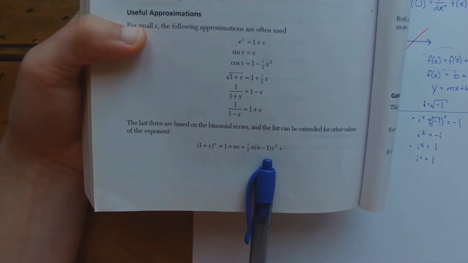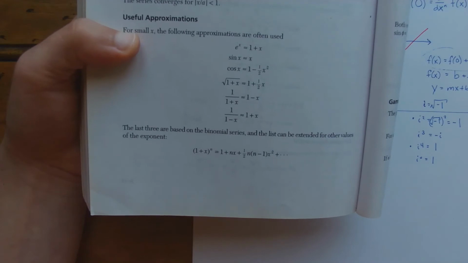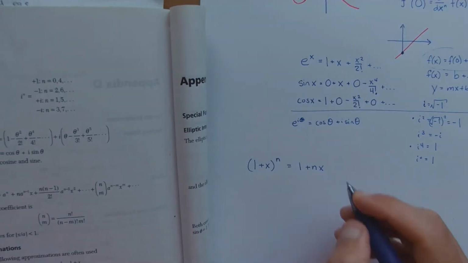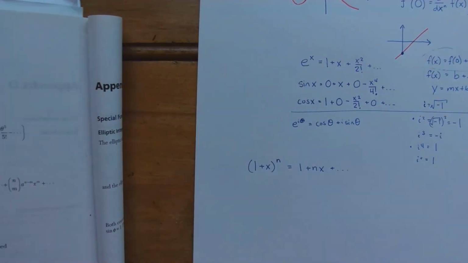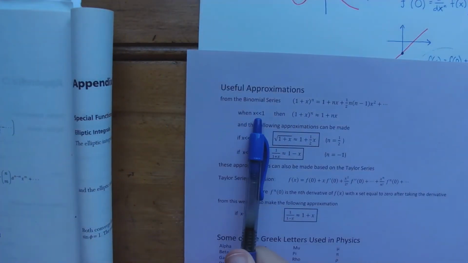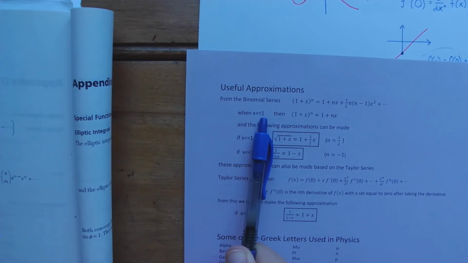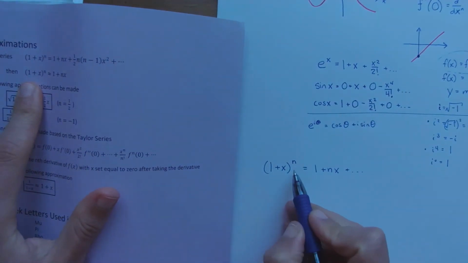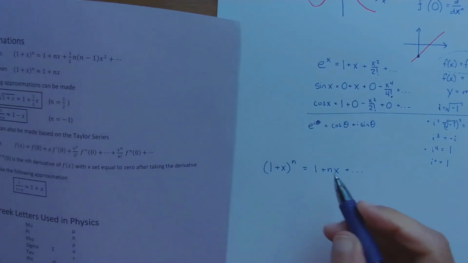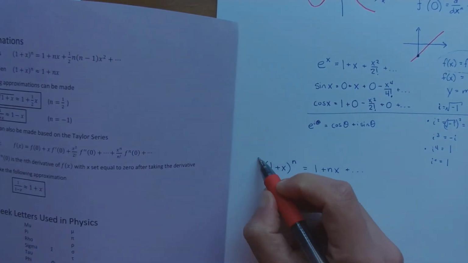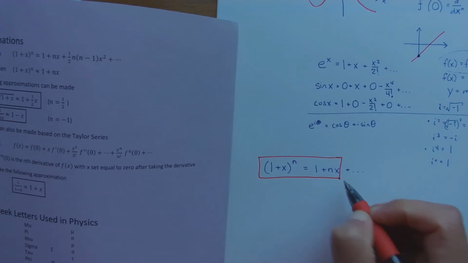They showed what the next term would be down here. But for our purposes, it doesn't really matter because we are going to say when x is very, very small, so much, much less than 1. So there's 2 less than signs here. It's not just that x is less than 1, it's much, much smaller than 1. So if x is much, much smaller than 1, then we're just going to say 1 plus x to the nth is approximately equal to 1 plus n times x.